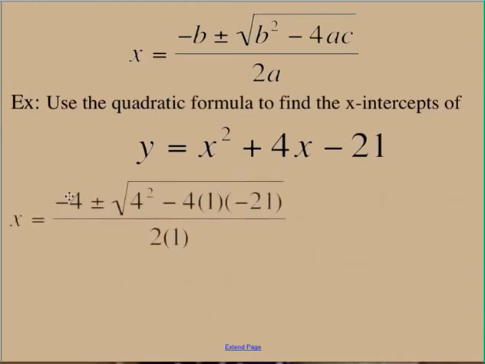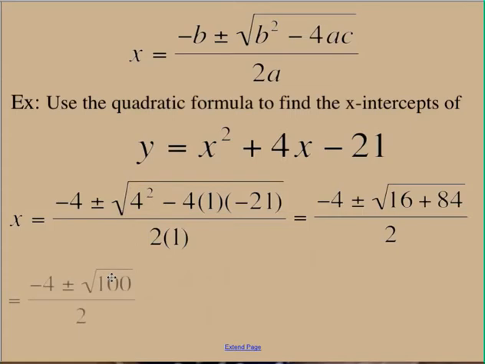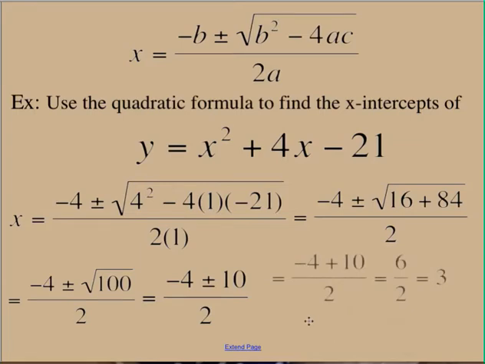So you'll see a negative 4 out in front, the 4 squared minus 4 times a times negative 21 all over 2 times 1. When I simplify that, I get negative 4 plus or minus the square root of 16 plus 84 all over 2. Take that one step further, negative 4 plus or minus the square root of 100 over 2. Simplify that one step further, and you get negative 4 plus or minus 10 over 2. And so this is where you get your two x-intercepts, when you add 10 and then when you subtract 10. So one of my x-intercepts is going to be 3, and then the other x-intercept is going to be a negative 7. And you could also get this when you factor the equation as well.